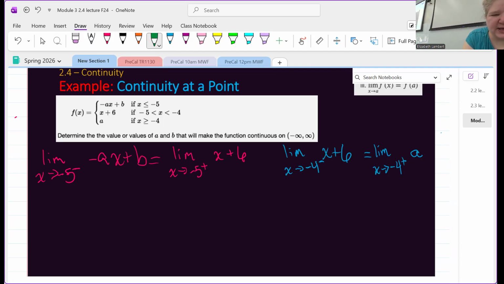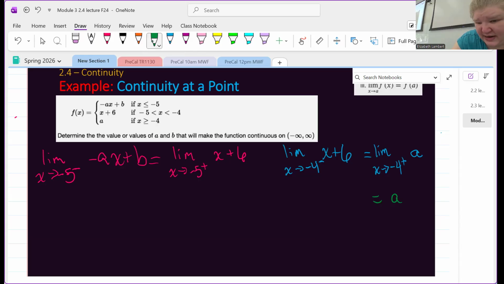All right. So our left side of -5 is that -ax plus b. Our right side of -5 is the x plus 6. And then we're also setting up the equation around -4. The left side of -4 is the x plus 6 function. The right side is just equal to a. So the limit as x approaches -4 of a constant value is just that constant value. So this side is just straight up a.